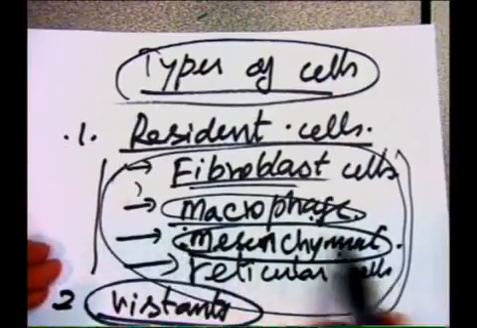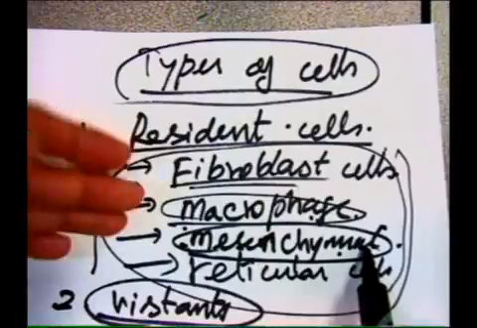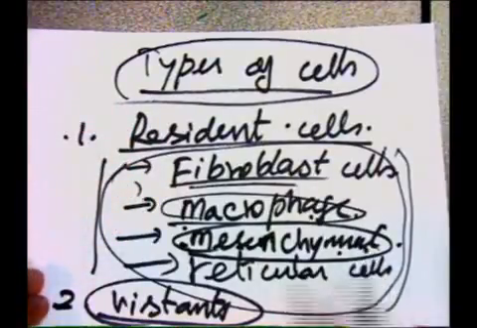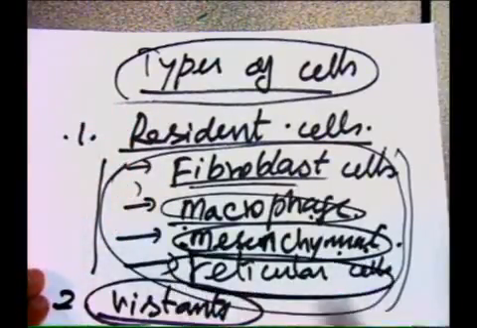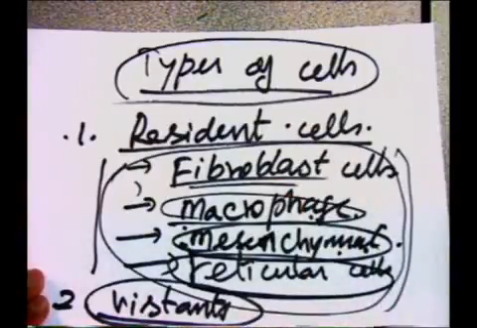So it is a permanent resident cell. It is a necessary type of cell. And then the reticular cells will produce the reticular fiber. So these are the resident cells. Some of the others are visitants.